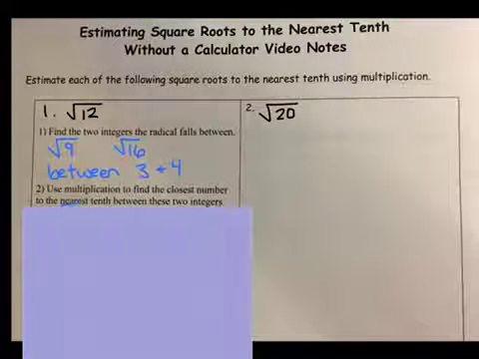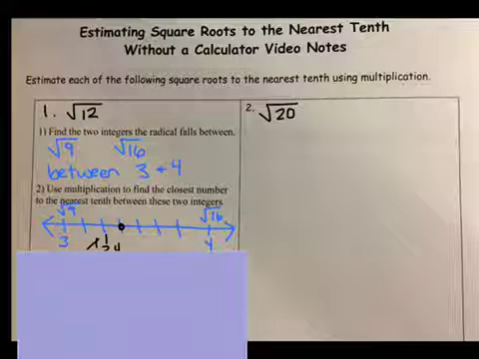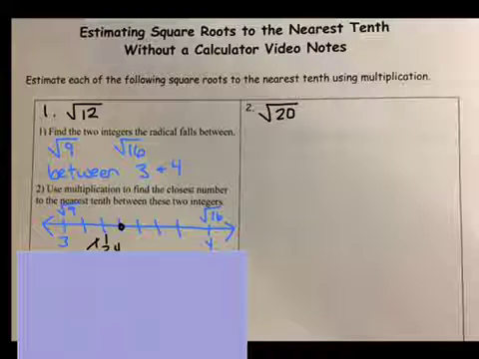The next thing we're going to do is use multiplication to find the closest number to the nearest tenth between these two integers. So what I did is I made a number line. The reason I made a number line is to see if the square root of 12 is closer to 3 or closer to 4. So this helped me visualize it a little better. These dashes, unlike a normal number line, don't represent 3.1, 3.2, so don't get confused about that. They represent the square root of 10, square root of 11, square root of 12, 13, 14, 15, 16.